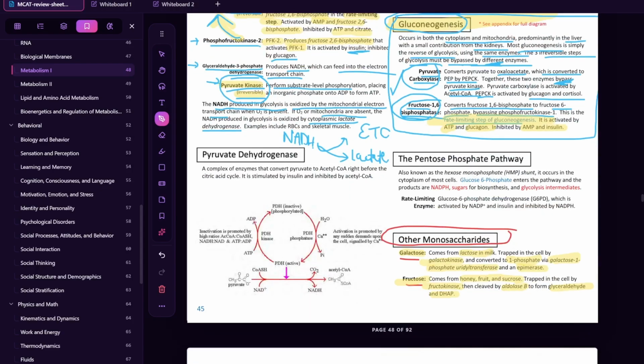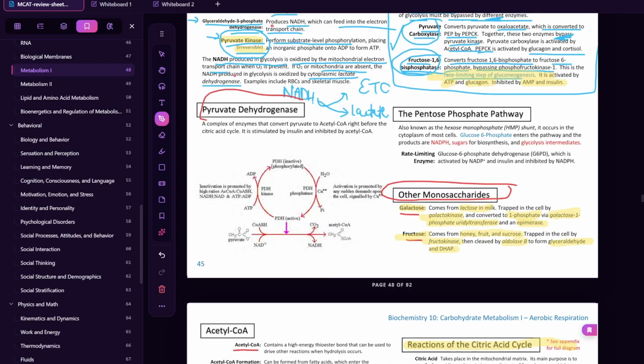And then we can go over gluconeogenesis. No, we already went over that one. We're now going over pyruvate dehydrogenase here, and then we're going to go over the pentose phosphate pathway.